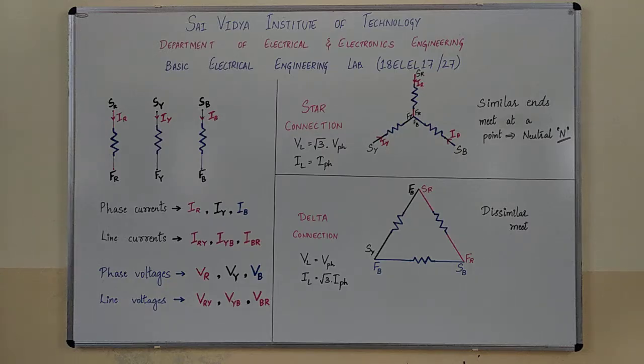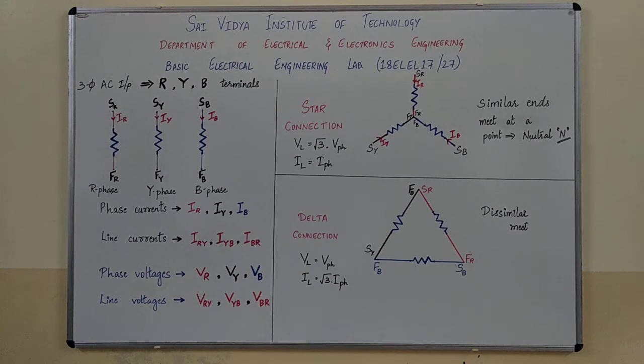Next is the delta connection. The delta connection is formed by connecting the terminating end of one winding to the starting end of the other, and the connections are continued to form a closed loop. The supply terminals are taken out from the three junction points. Delta connection is preferred for short distance power transmission. In delta connection, the line current is √3 times the phase current and the line voltage is equal to the phase voltage.